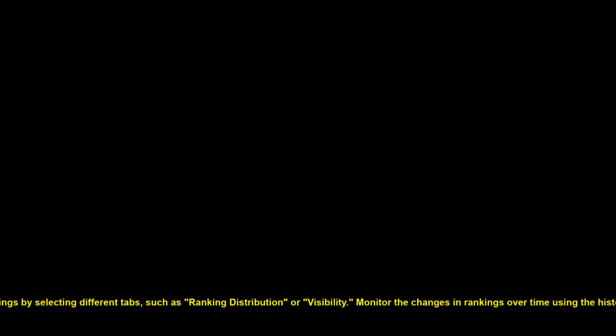Wait a moment for Semrush to gather data on your specified keywords. Once the data is collected, navigate back to the position tracking dashboard. Here, you'll see a summary of your keyword rankings. You can view rankings by selecting different tabs, such as ranking distribution or visibility.